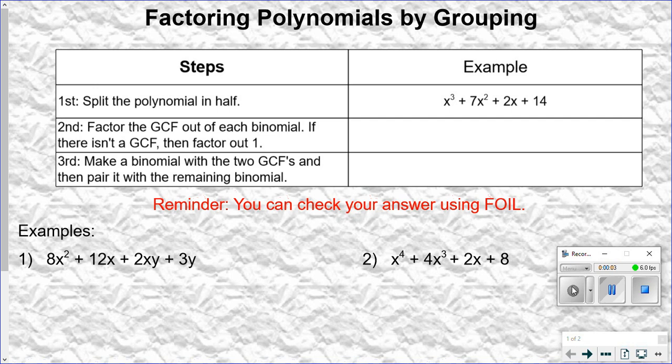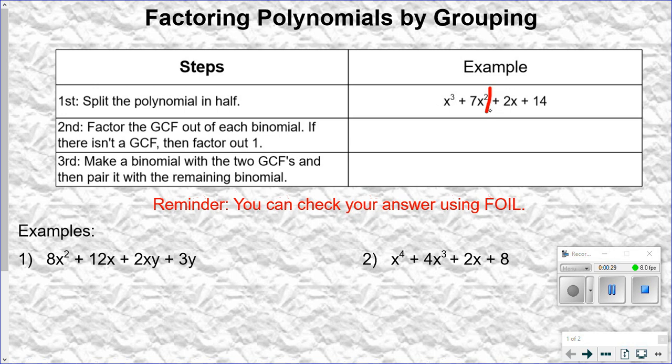This lesson is on factoring polynomials by grouping. So there's 3 steps that we're going to use today. The first step is to take the polynomial and split it in half. Do is split it right here. Now notice I put the plus sign with the right because that plus sign goes with the 2x. Okay, the symbols in front belong to that term.